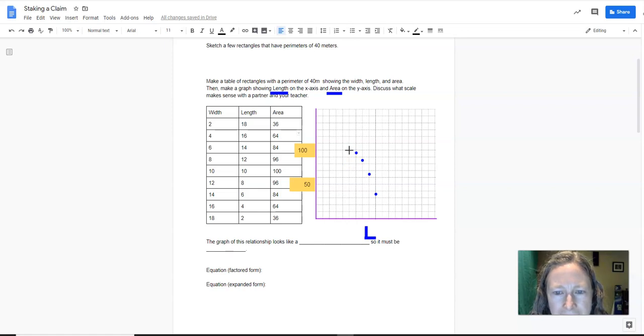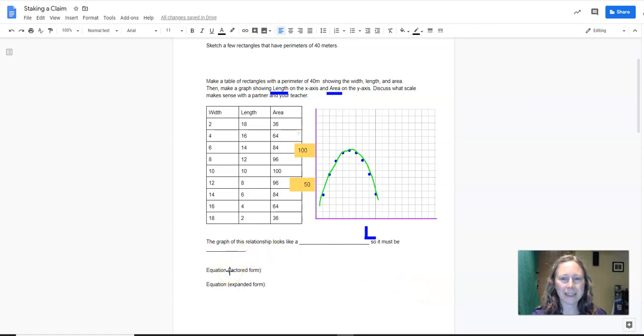100 is exactly on this line, and then we'll go back down to, interesting, 8 and 96. That'll be there, and then we go to 6 and 84. That'll be there. 4 and 64. That'll be there, and then 2 and 36. And you probably recognize the shape that you just made. So this relationship between the length and the area makes a parabola, and so that suggests that the relationship we're looking at is a quadratic.